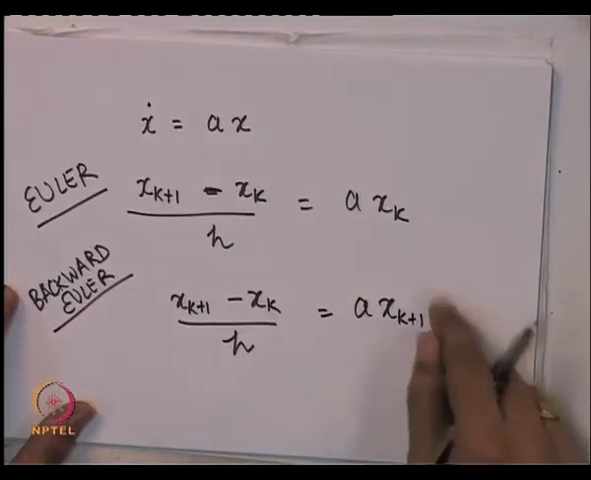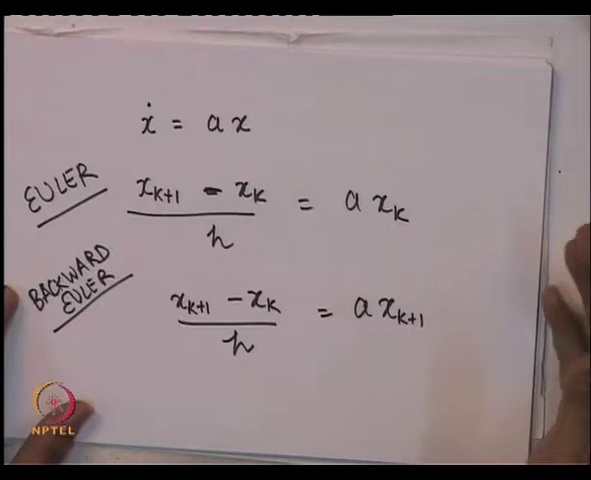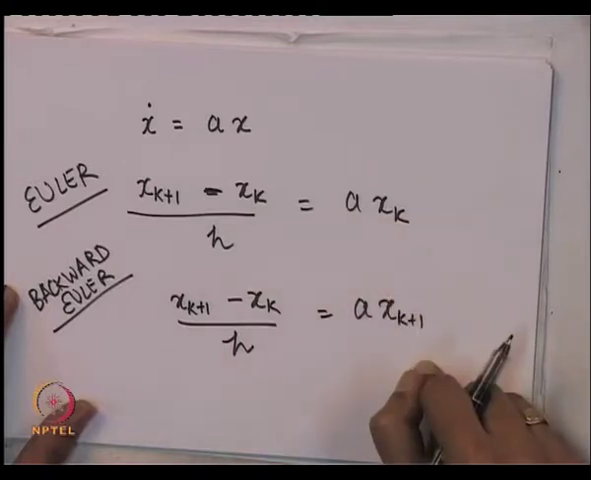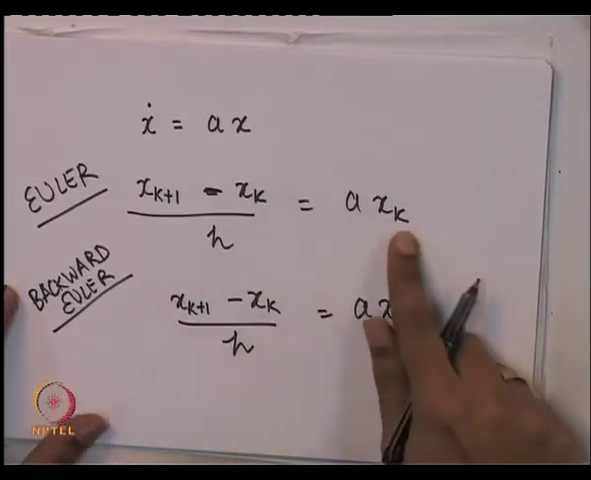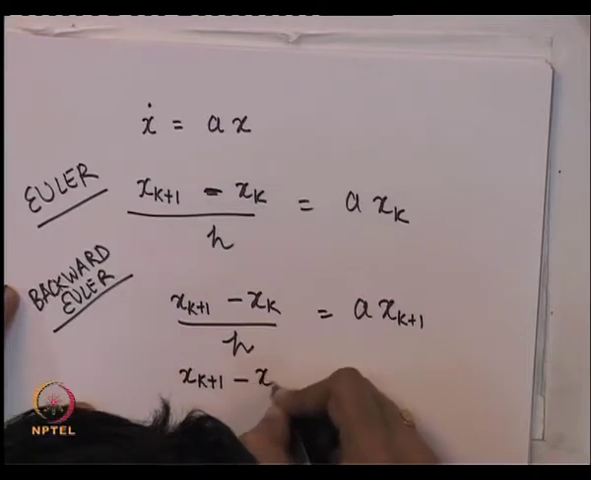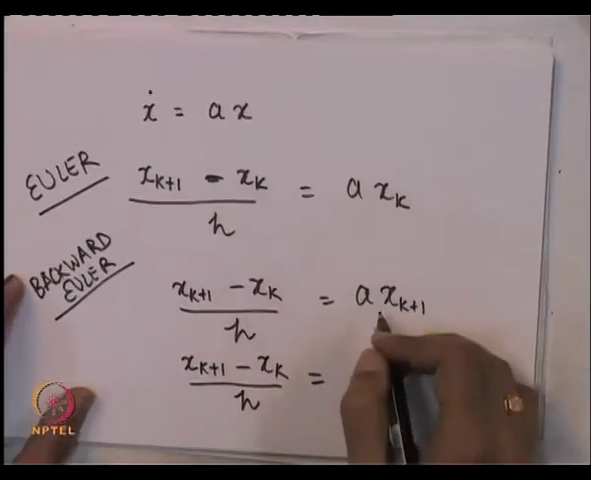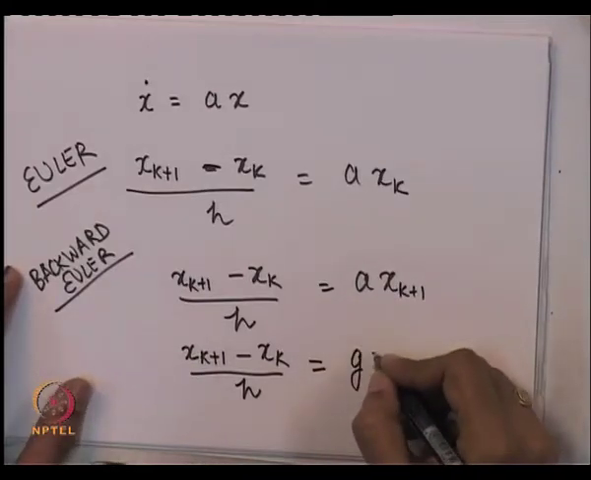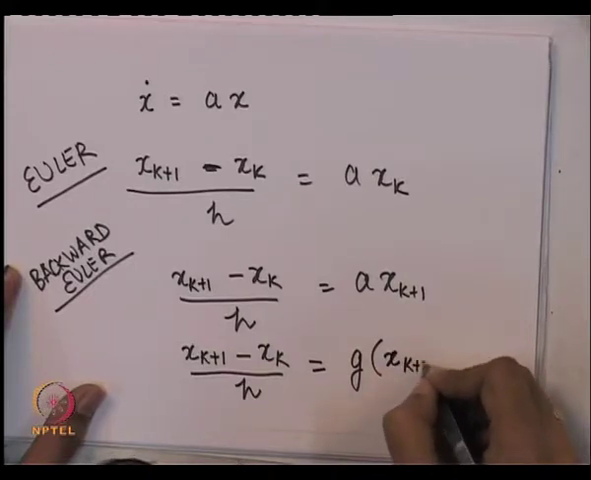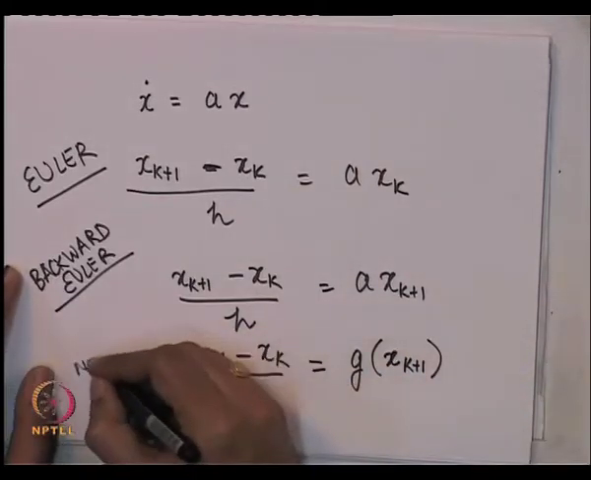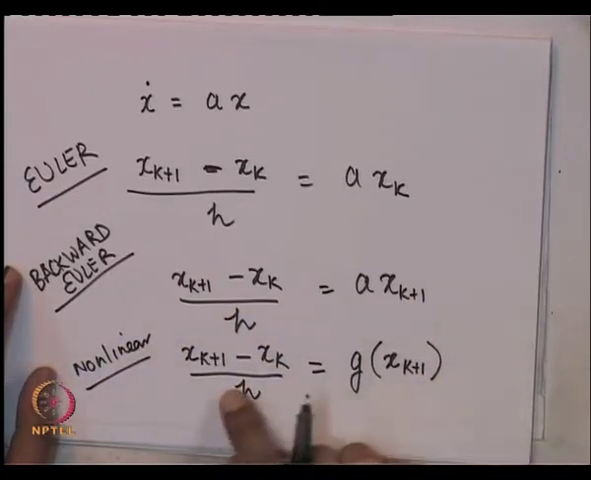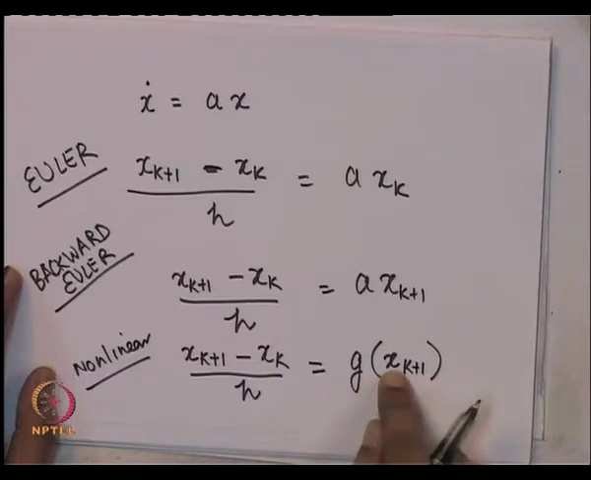So, this is an approximation. You are using the value of the function a x at the point x k plus 1. Here you are using x k and here you are using x k plus 1. What is the significance of this? In fact, if you have got a nonlinear system, backward Euler would look like this. This is the function g, which we have discussed sometime earlier. So, for a nonlinear system, backward Euler requires x k plus 1 to evaluate g of x k plus 1 and then you have to solve this.